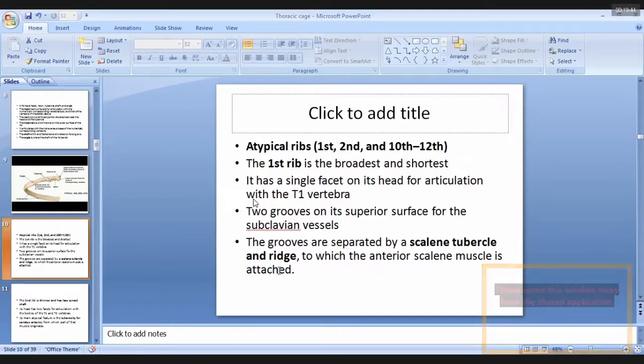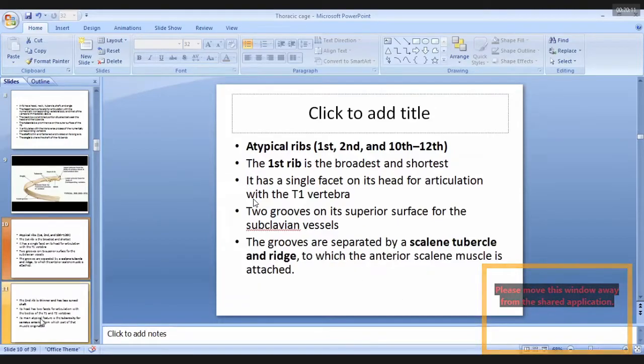So three features. First of all, this one is broader and shorter. Second, there is only one facet on the head of the rib. Third feature, on the superior surface there are two grooves for the passage of the subclavian artery and subclavian vein, and these two grooves are separated by a type of protrusion known as the scalene tubercle, on which the anterior scalenus muscle is attached.